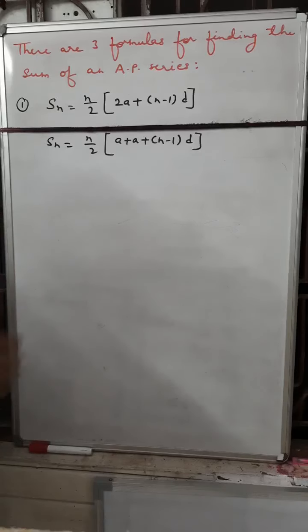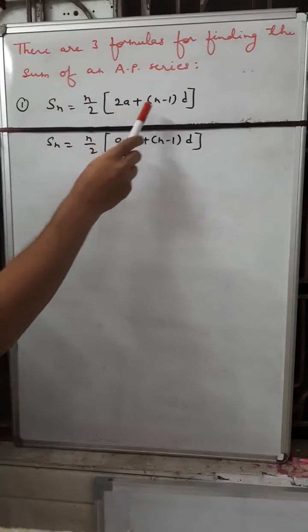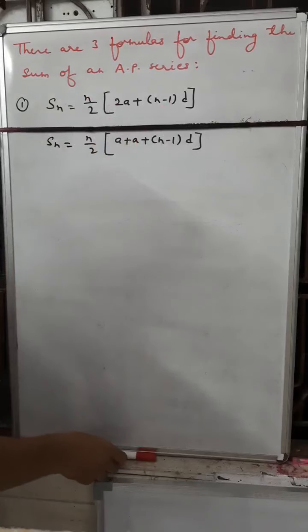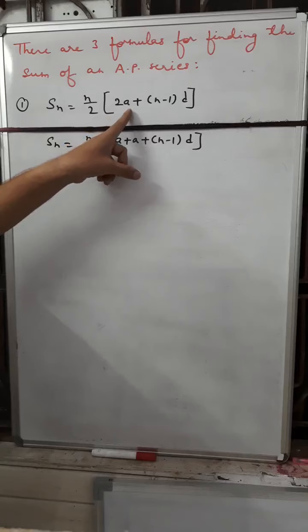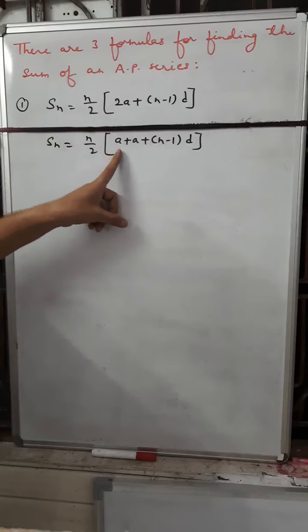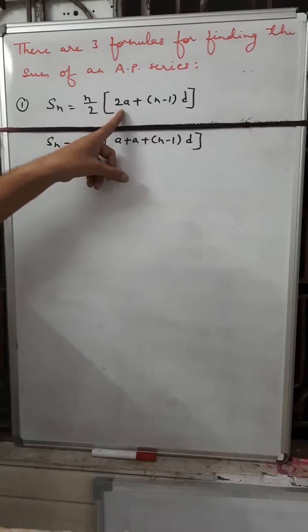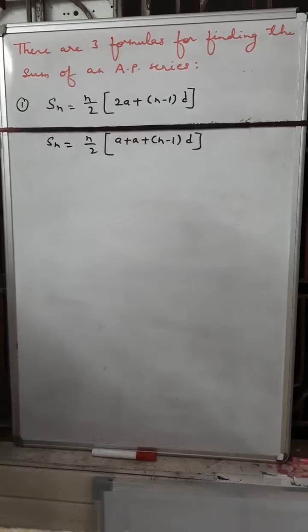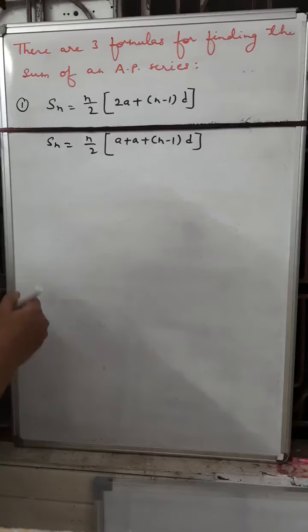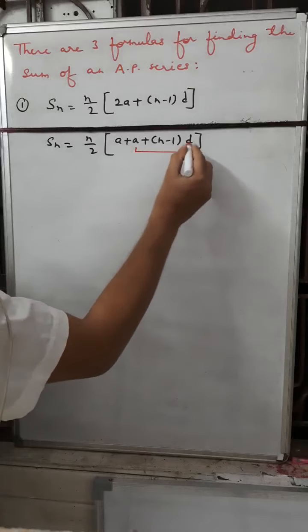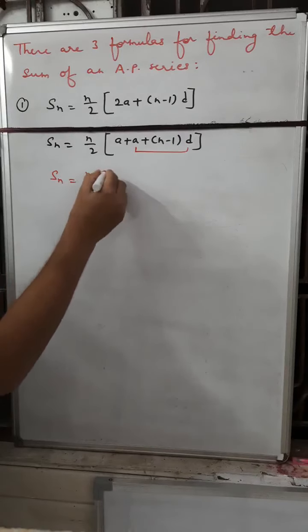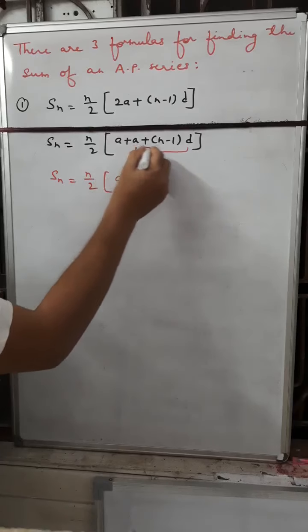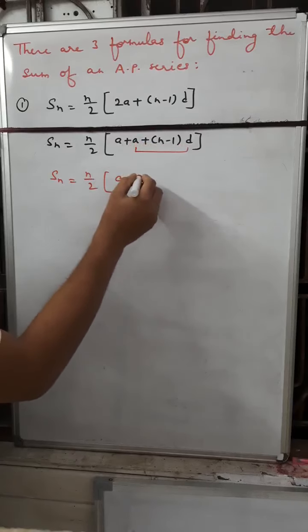The first formula is Sn is equal to n by 2 [2a plus (n minus 1) into d]. We can write 2a split into a plus a, so a plus a is equal to 2a, plus (n minus 1) into d here. We know that a plus (n minus 1) into d is the formula of the nth term.